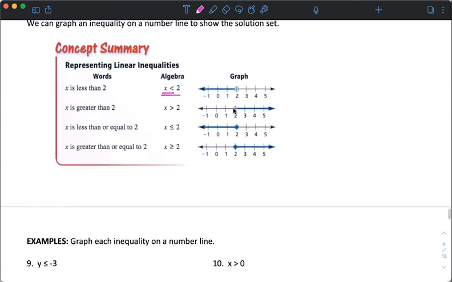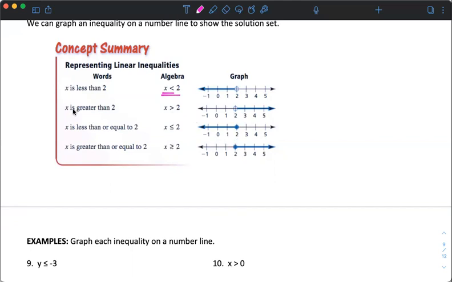So if we're looking at x is less than 2, then we have an open circle around 2 and we shade to the left. The open circle indicates that it's not including 2. Let's actually jump down to x is less than or equal to 2. So less than or equal to 2 means that we're including 2, and that's why we use a closed circle. So the less than or equal to and the greater than or equal to make a closed circle.